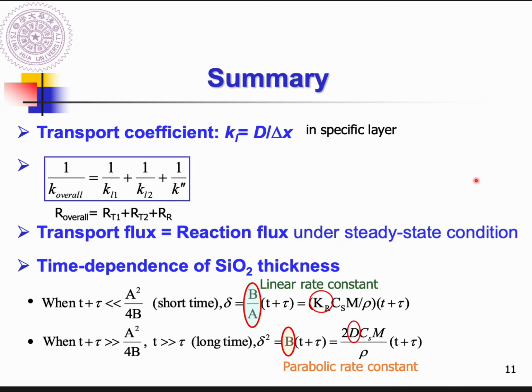So I'm going to give you a summary here regarding the new term we call the transport coefficient, which describes how fast the A molecules diffuse through the film layer. We use the transport coefficient KL equals diffusivity divided by the thickness of the film layer, delta X.